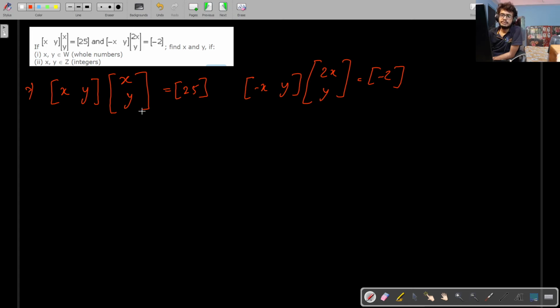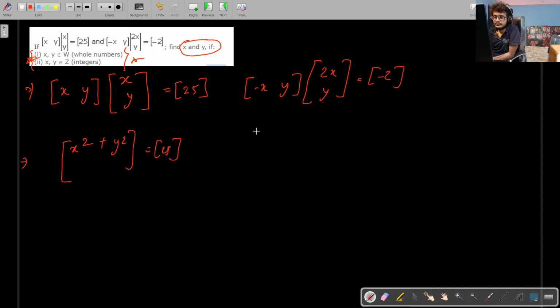Okay, now they're told to find x and y. Forget about these conditions first. Don't consider the conditions, just find x and y. So when you multiply this, what will you get? So x into x is x square, plus y into y is y square, equal to 25. Here again you will get minus x into 2x is minus 2x square, plus y into y is y square, equal to minus 2. So we get x square plus y square equal to 25, and minus 2x square plus y square equal to minus 2.